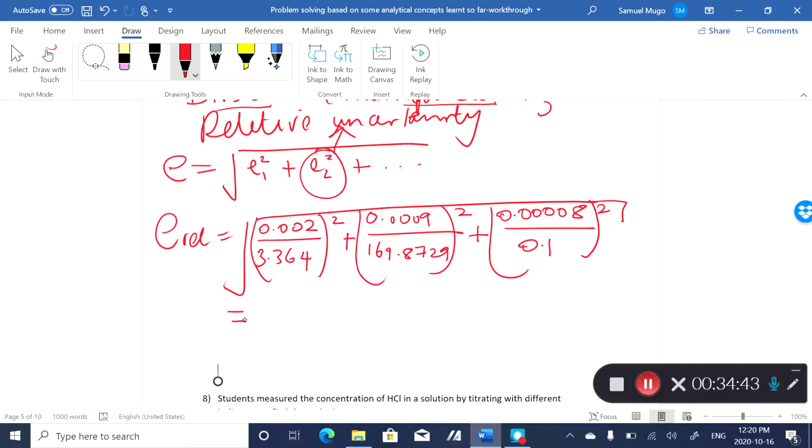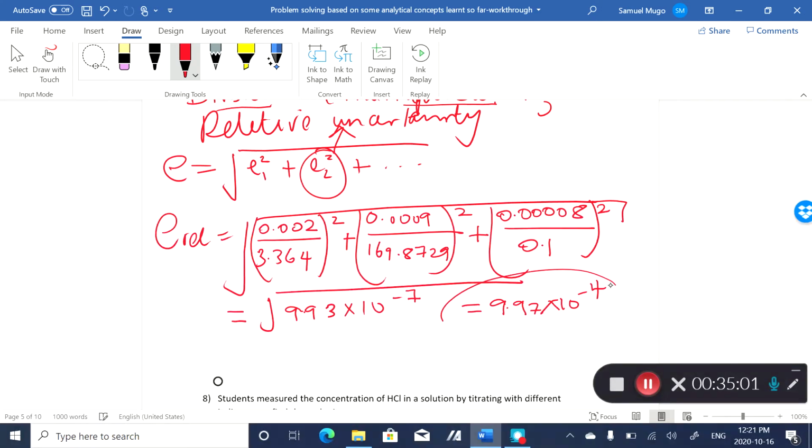And when you solve this problem, you're gonna find it is equal to 9.93 times 10 to the power minus 7, which is gonna give me, when you take the square root, 9.7 times 10 to the power minus 4. But remember, this is relative, right? This is relative. And so we need to convert this relative into absolute. Okay. And the way to convert that, of course, remember, is to multiply it by the determined value.